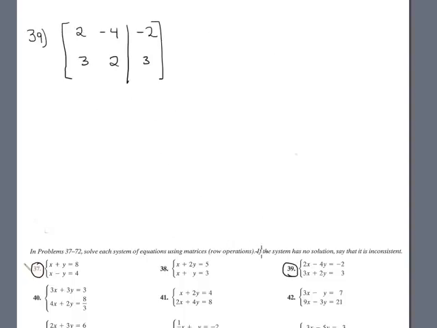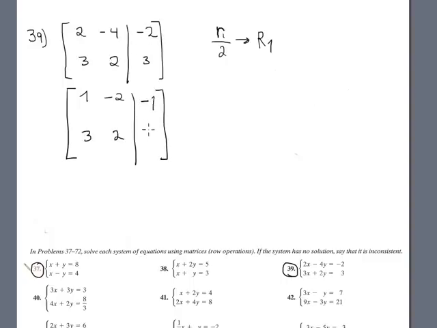Okay, now 39. I write the matrix associated with the system. For example, I propose the following row operation. First of all, row 1 divided by 2, and let's store this information in the new row 2. So the matrix is 1, -2, -1 divided by 2, the entire row 1, 3, 2, and 3.